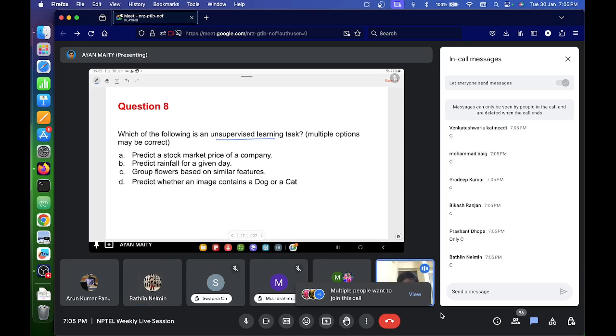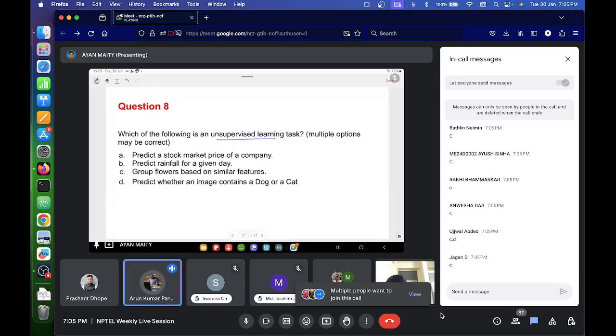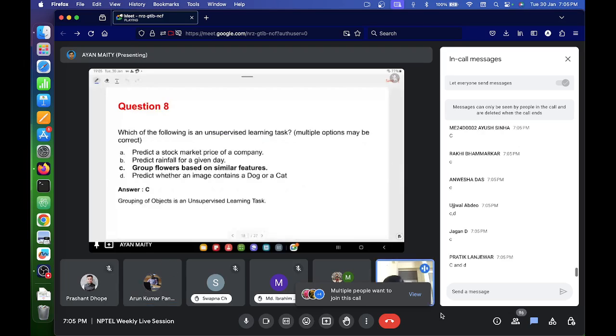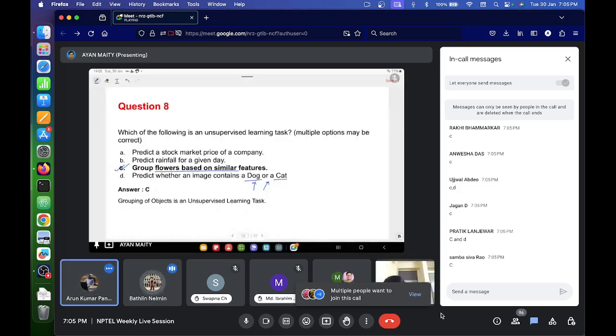So most of you are writing C in the chat. Only C is the answer. Sir, might be D will be also. So the correct answer is only C. Grouping is an unsupervised task, I already discussed in a previous question. Any kind of grouping is certainly unsupervised, and option D is predict whether an image is a dog or a cat. So you are predicting two specific classes, dog and cat. So it would become a classification problem.